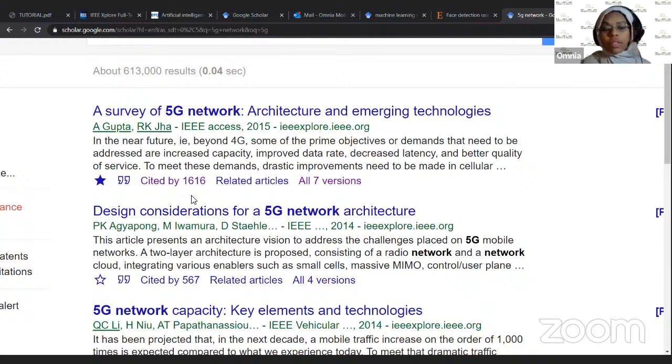Also, Google Scholar gives some features, such as a star here, which means that this paper got saved in the favorites. It tells you how many papers cited this document. As you can see here, it's around 1,600. This is a great number. There are several versions for this paper and different articles.